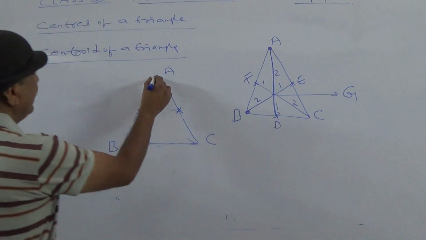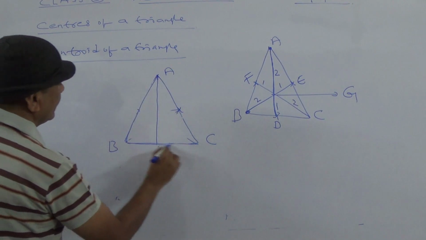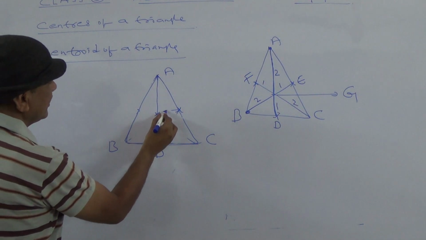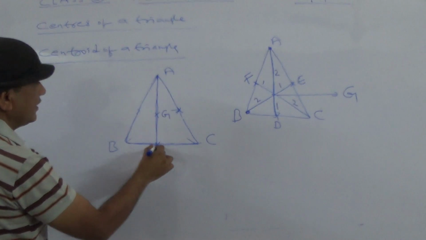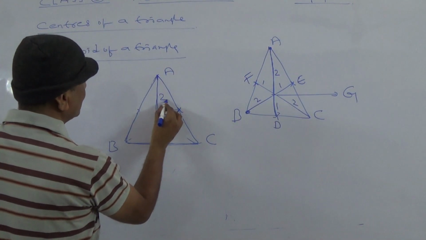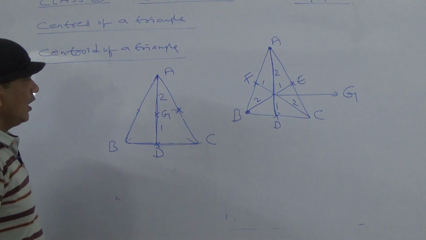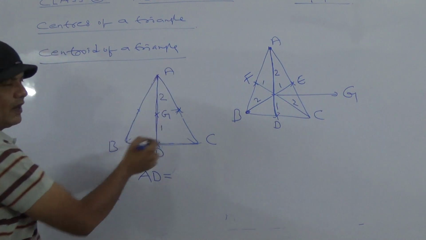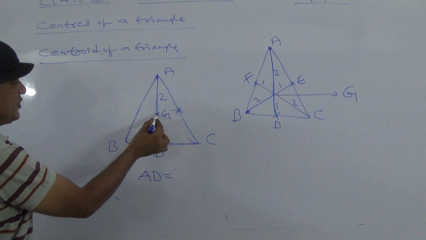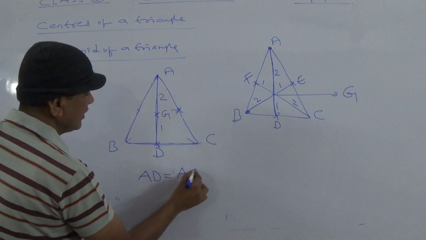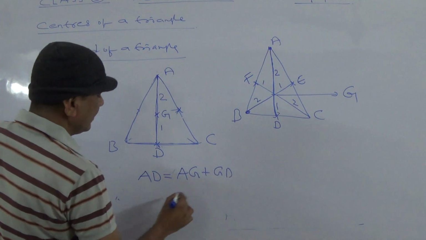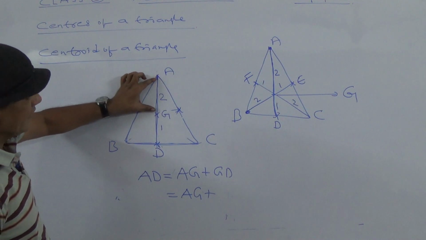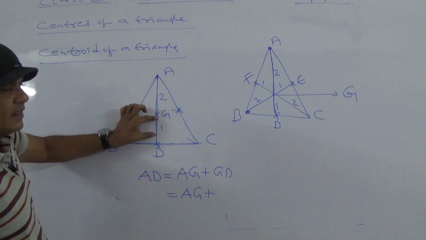Now median through A. AD is called median. Here D is the midpoint of side BC. Now centroid G divides each median in what ratio? 2:1. Now length of the median AD is equal to AG plus GD. That is equal to AG plus GD.